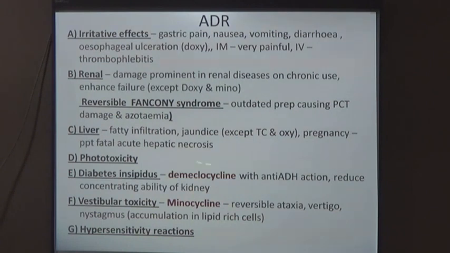Then in the liver it will cause fatty infiltration, jaundice, everything. In pregnancy it will cause acute hepatic necrosis. So in pregnant patients generally we will not give tetracycline, because it will cause hepatic necrosis. And it will cause phototoxicity.